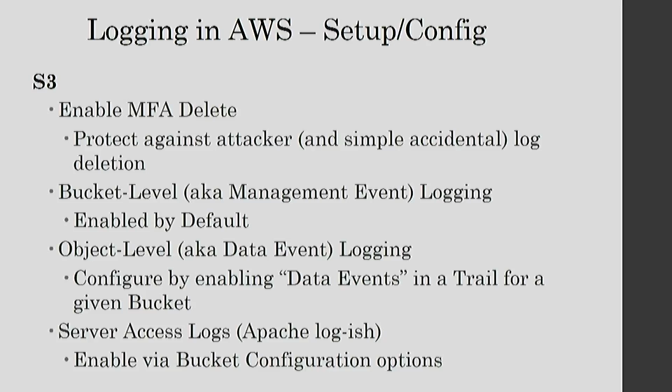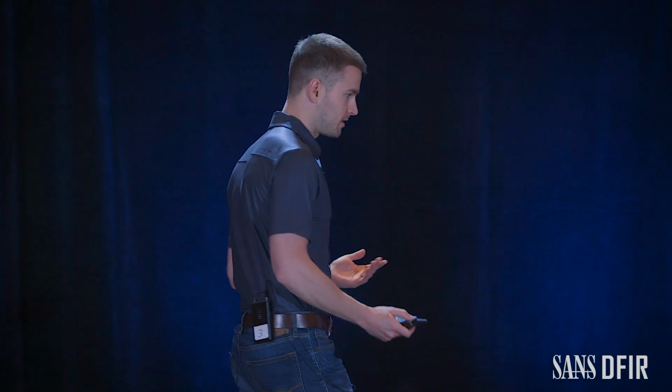Bucket level logging, which is essentially management level logging, is really high level logging of things like this bucket was created, this bucket was deleted. There are very few things it's actually useful for, and it's enabled by default. But the object level data logging is not enabled by default. To put this into an example, we've had customers come to us and say, we think data was accessed or taken from an S3 bucket.